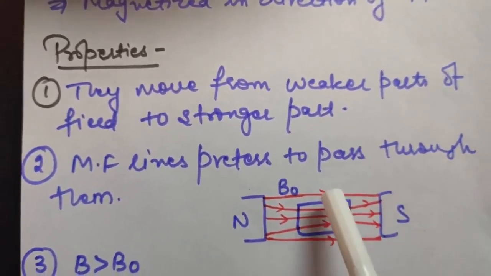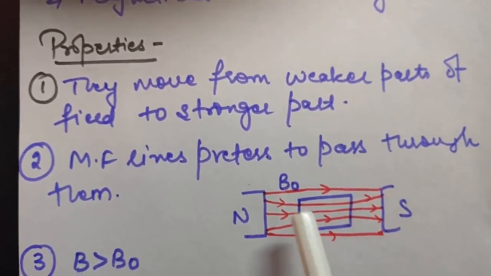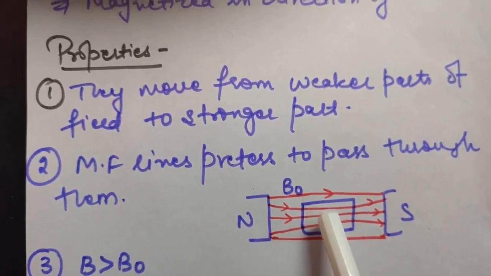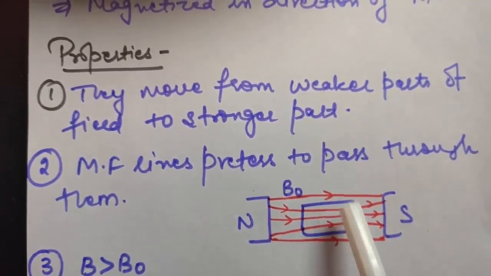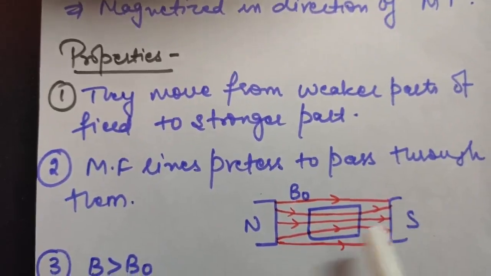And one more thing, because it is getting weakly magnetized in the direction of the magnetic field, some of the magnetic field lines will pass through it, not all. So here we can see, as we have 5 magnetic field lines, only 3 are passing through it.